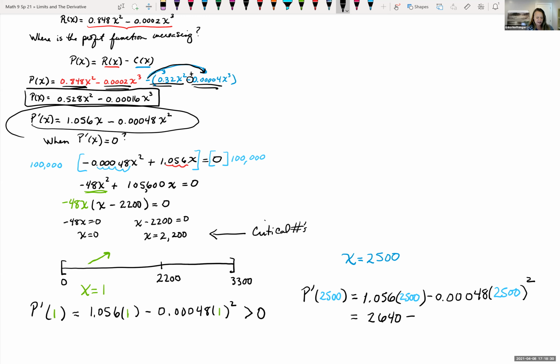I'm going to first square my 2,500. And that result gives me 6,250,000. I'm not going to write that down though. And I'm just going to multiply right now by 0.00048. So that gives me 3,000 when I do that all together. Well, I can figure out what that number is, but I can tell that that number is going to be smaller than 0. So that's really what I'm worried about, positive or negative. Since that's less than 0, that tells me my function is decreasing here.